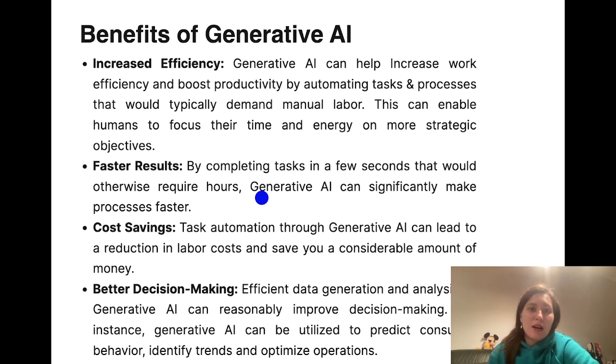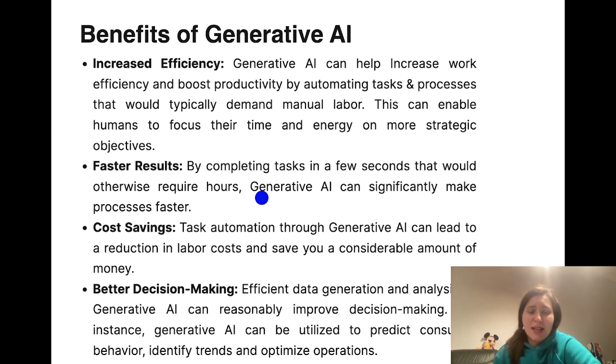Cost saving. Yes, we can automate our tasks and it can lead to a reduction in labor costs and save you a considerable amount of money. Better decision making. Efficient data generation and analysis by generative AI can reasonably improve decision making. For instance, generative AI can be utilized to predict consumer behavior, identify trends, and optimize operations.